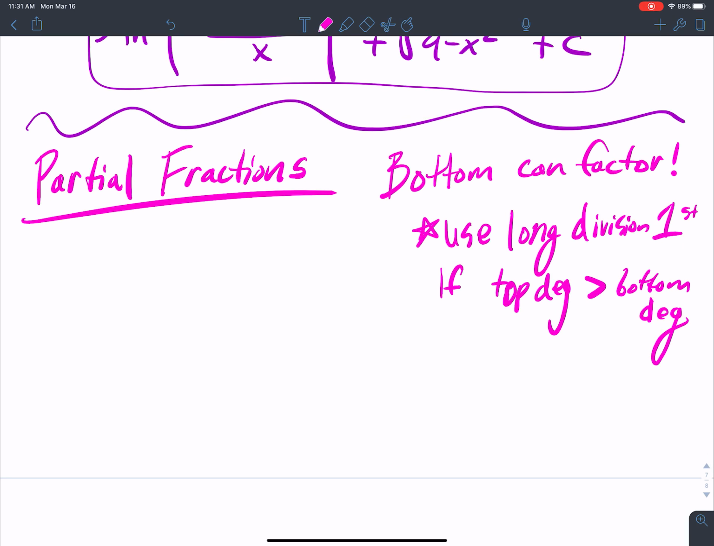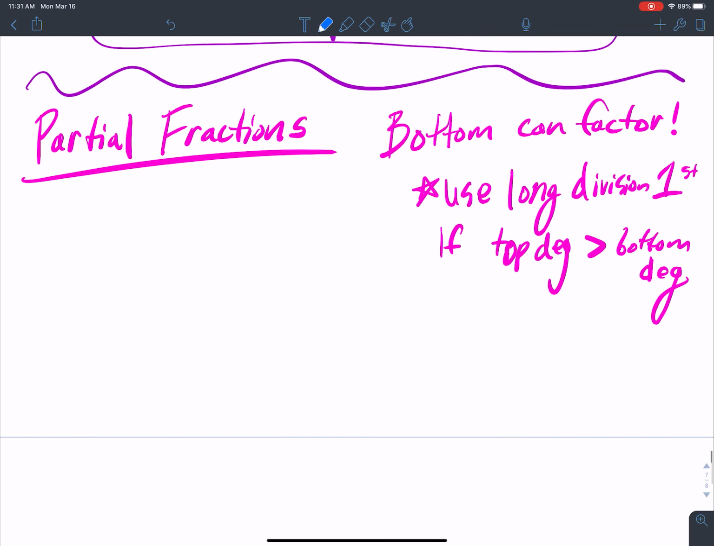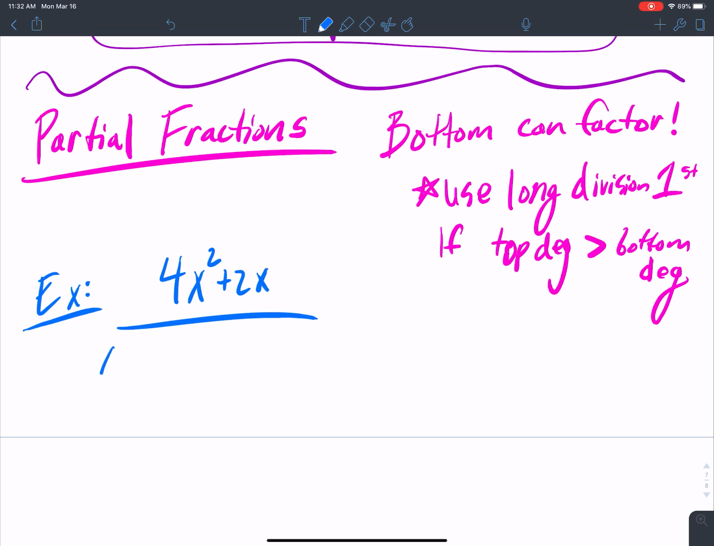All right. So giving you an example, just how would we do a problem? Maybe I had like 4x squared plus 2x, over x minus 1 squared times x plus 2 times x squared plus 2. How would I do a partial fraction decomposition here? Okay, so this is good just to practice how to separate it up.